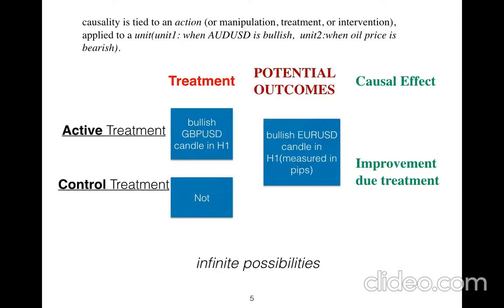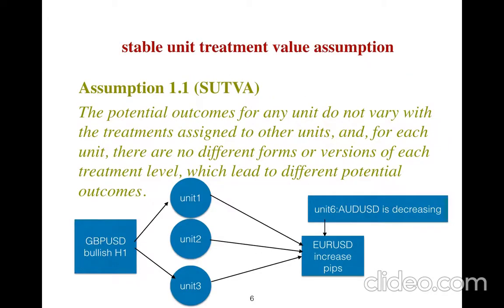For example, in Forex, if GBP/USD has an effect on EUR/USD, we can measure it in terms of pips, and if we don't take that active treatment, we are considered a control treatment. The basic assumption is stable unit treatment value assumption.